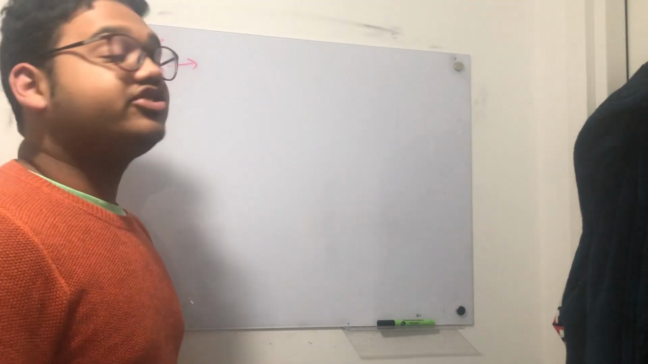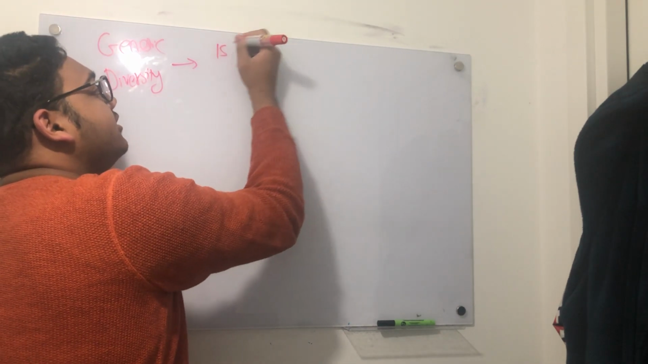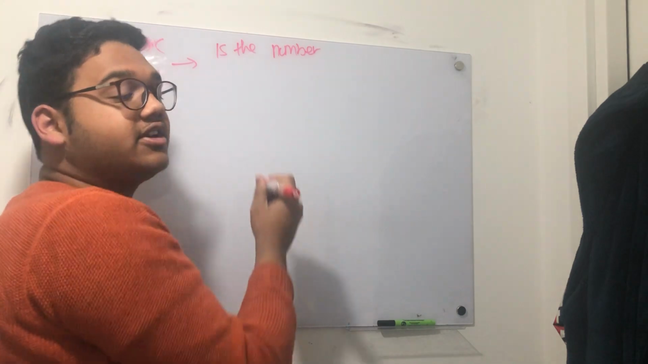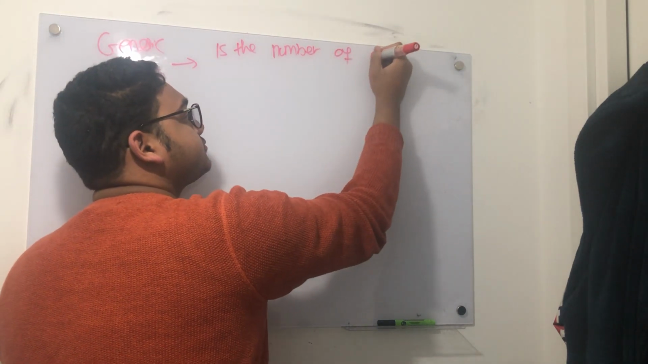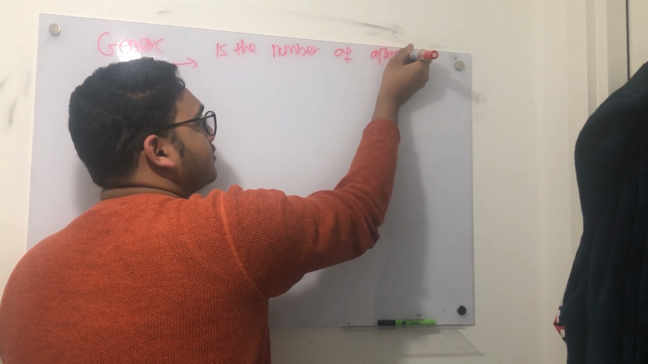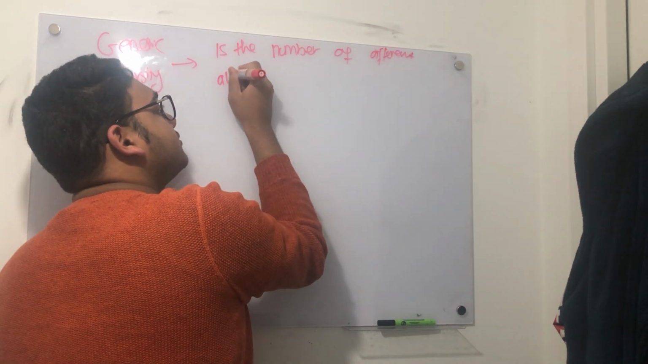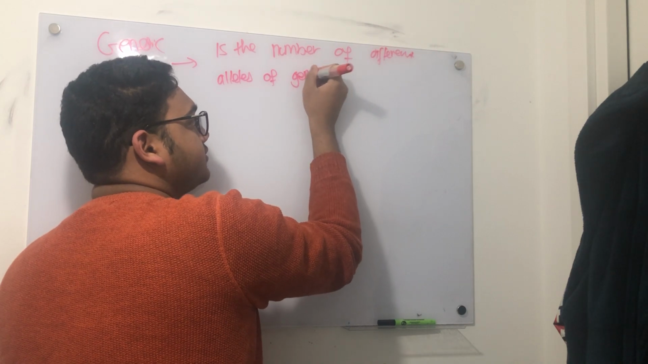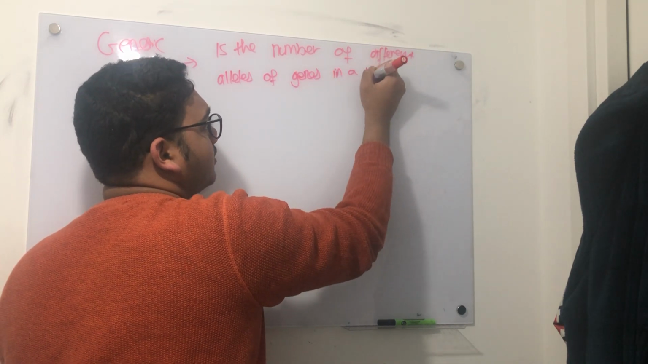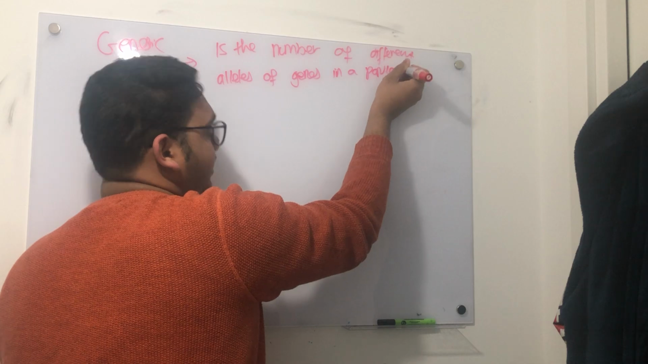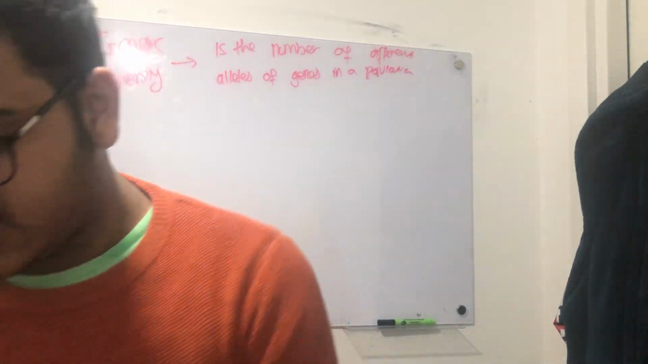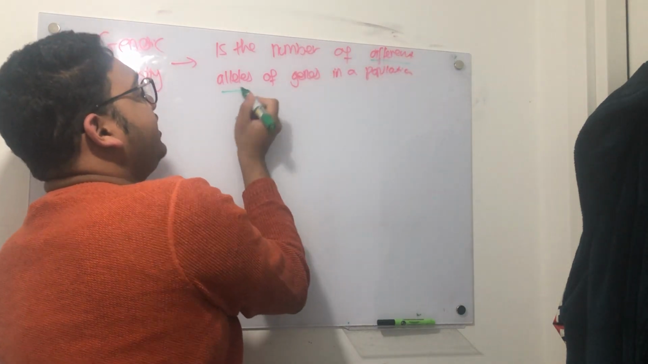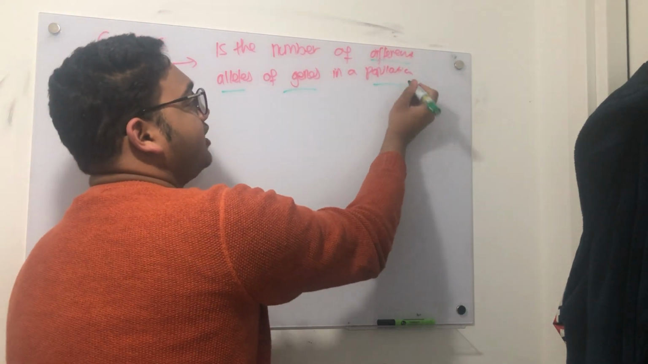Anyway, genetic diversity. The way we define genetic diversity is the number of different alleles of genes in a population. And I'm going to highlight the stuff that you do need to write in the exam. So, different alleles, genes, population.